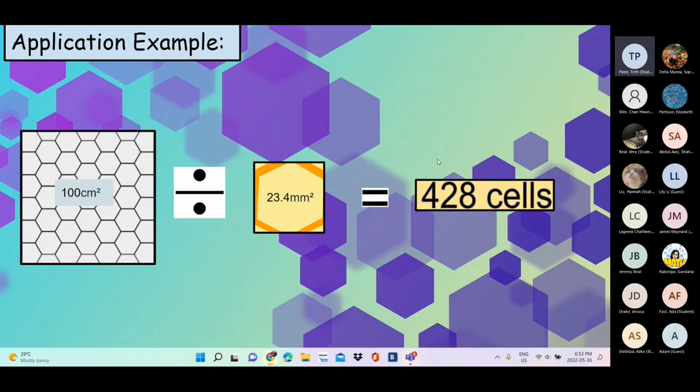What I'm going to do here is create an application example. Let's take a typical honeycomb cell, which has an area of about 23.4 millimeters cubed. If we take a 10 by 10 centimeter honeycomb, which would be 100 centimeters cubed, and divide it by 23.4 millimeters cubed, the area of one cell, we would be able to fit 428 cells within the 100 centimeters cubed honeycomb.